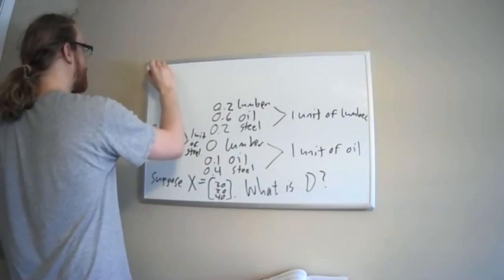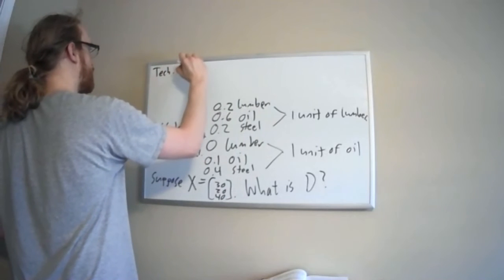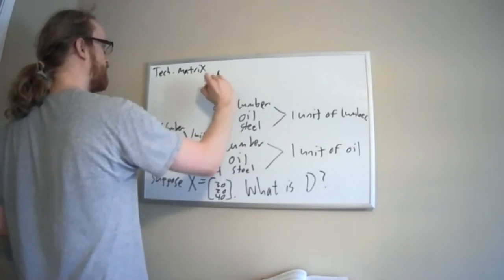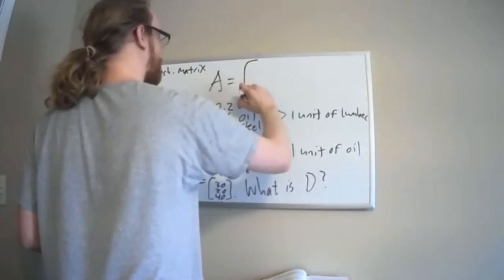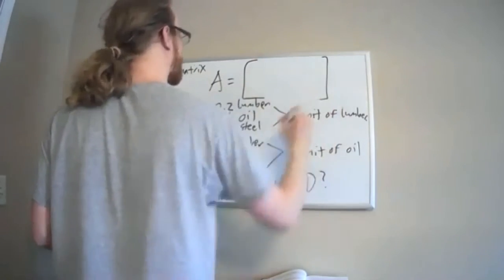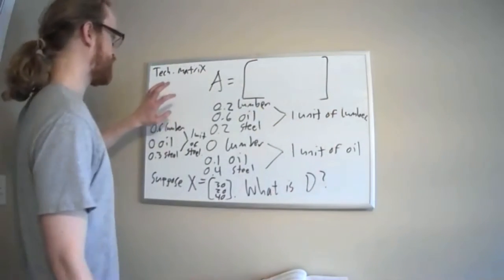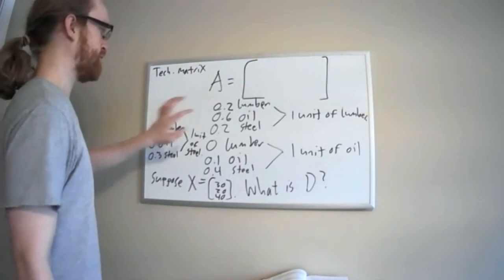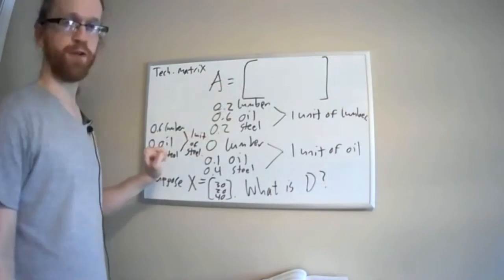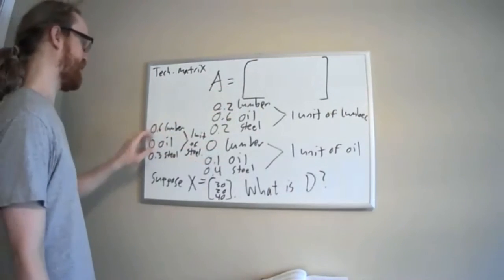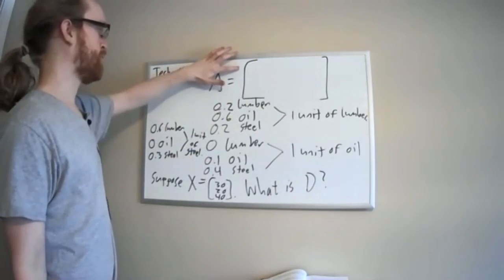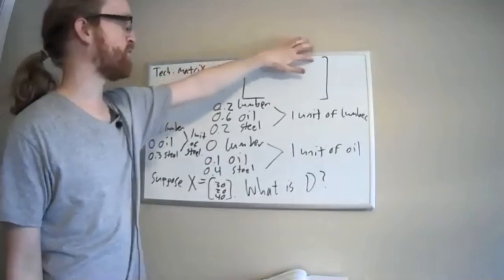So let's get the technology matrix A, which is a big 3x3 matrix. And let's just agree that the order of my goods is lumber, oil, steel, right? Because I've written them in that order over and over again. That's our order. So it's going to be lumber, oil, steel, lumber, oil, steel.